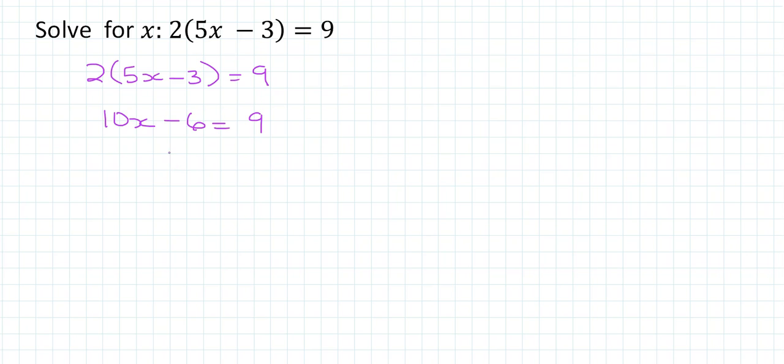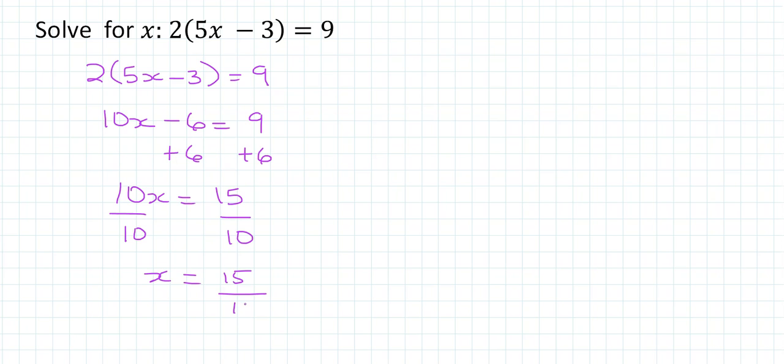Now we have to isolate, so we're going to add 6 to both sides to get rid of the number on this side. So 10x is equal to 15. Now we have to solve, so let's divide by 10. So x is equal to 15 over 10. We divide by 5, which is equal to 3 over 2. So therefore, x is equal to 3 over 2.